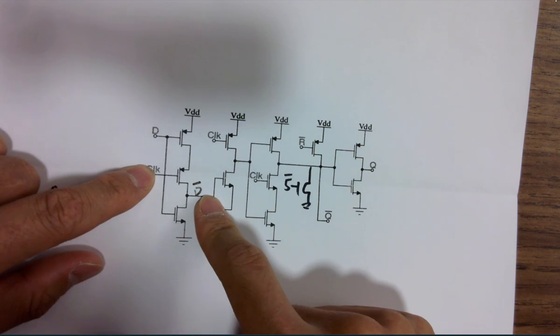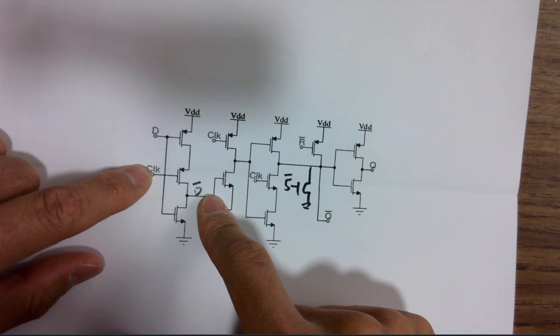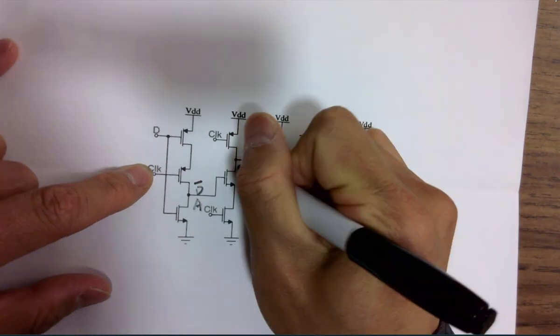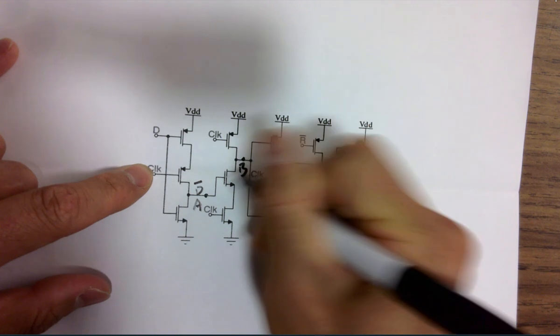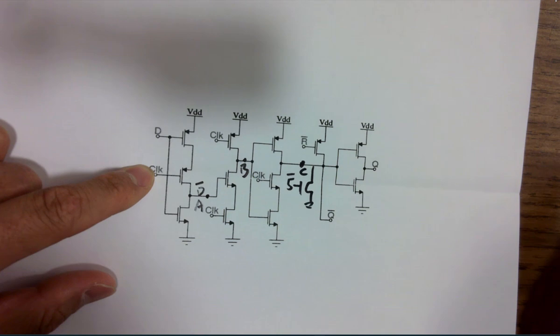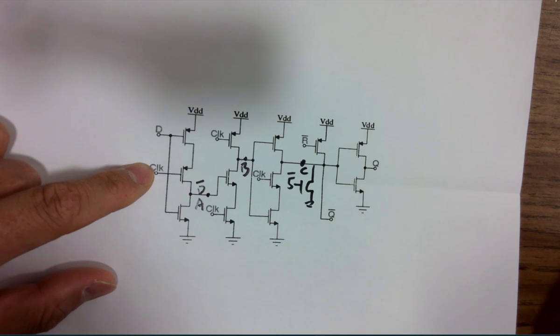Will it affect D naught or this point? Let's label this as A, this node as B, and the next as C. It's A, B, C.